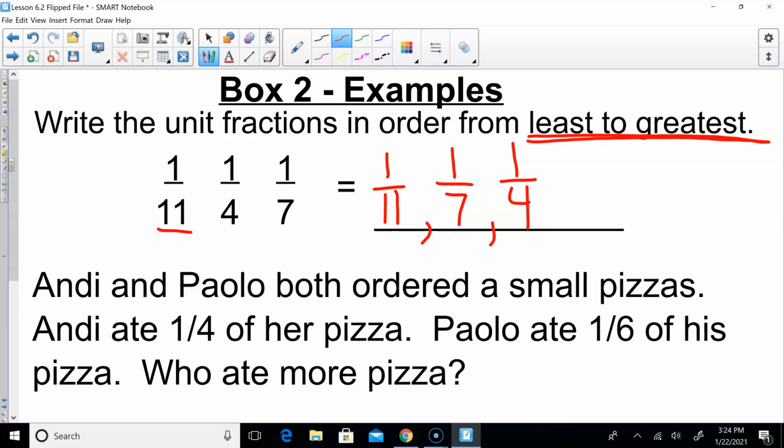Andy and Paulo both ordered a small pizza. Andy ate 1/4 of her pizza. Paulo ate 1/6 of his pizza. Who ate more pizza? Well, this goes back to comparing two people. So that means I'm going to put 1/4 on one side, with the person's name to help me out. So here is Andy, and here, Paulo.